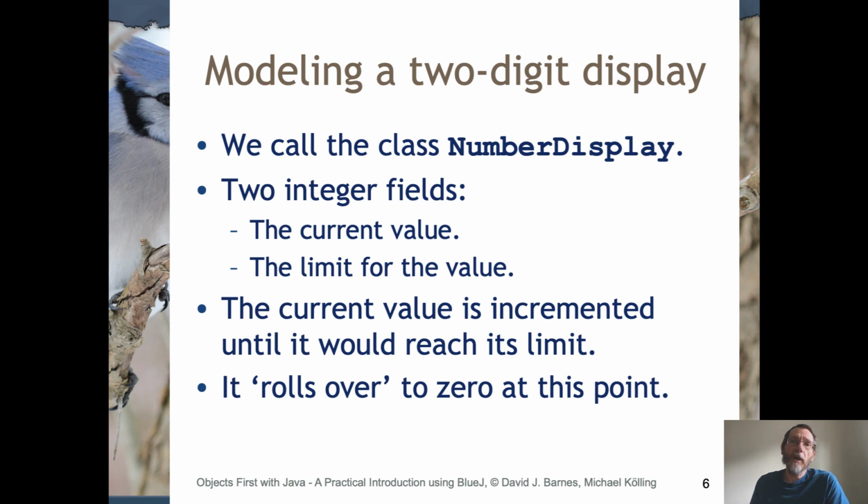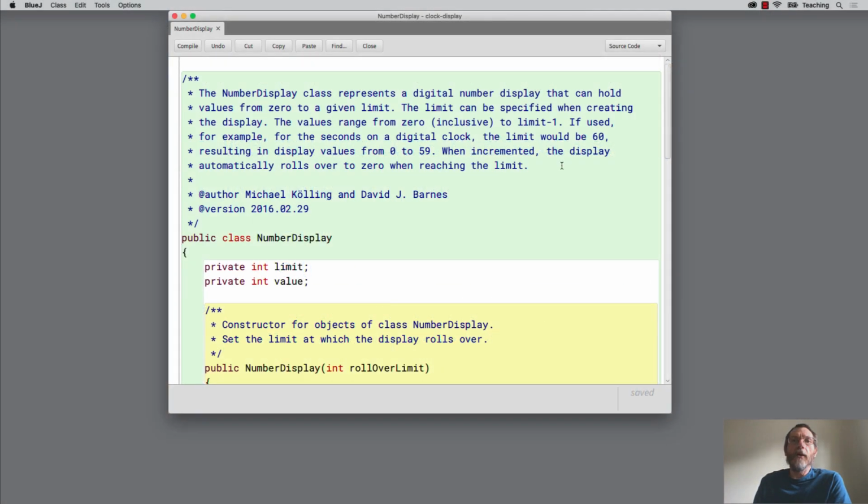So probably the best way to illustrate this is to look at the source code for the number display class. So here is the number display class, and what you'll come to realize is that there's nothing in this class that you haven't already met before in the material that we covered in chapter 2 of the textbook. So it uses simple fields, a basic constructor that initializes those fields, and some methods that operate on those fields or return their values.